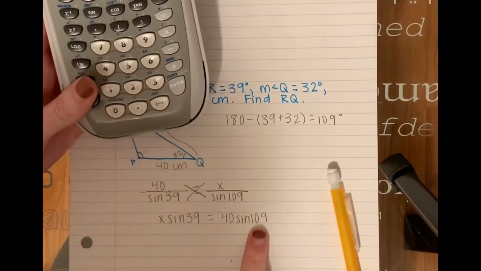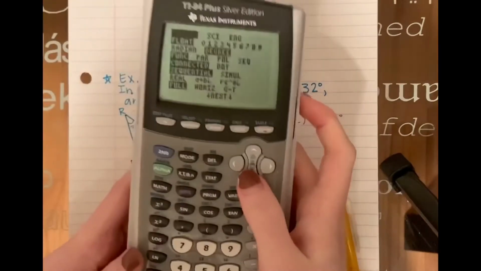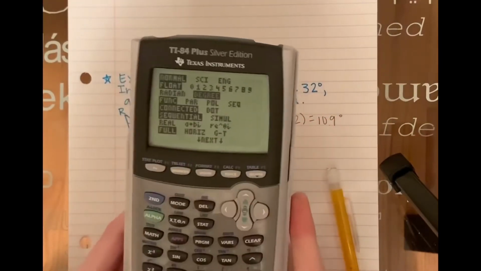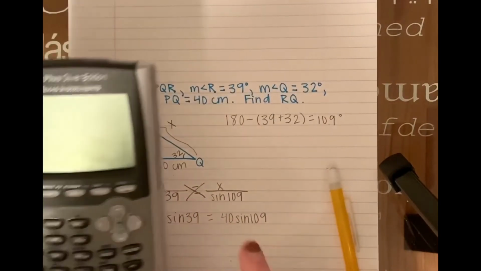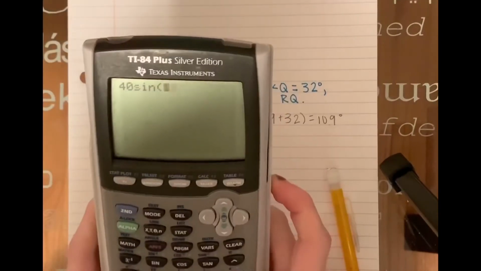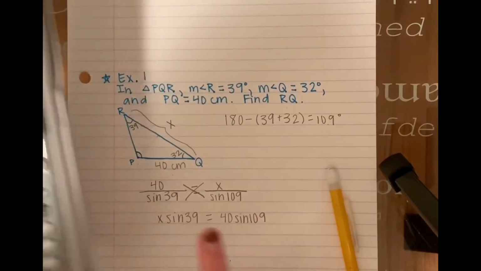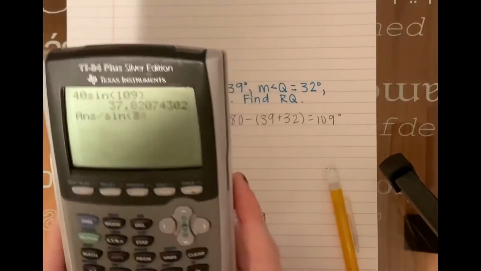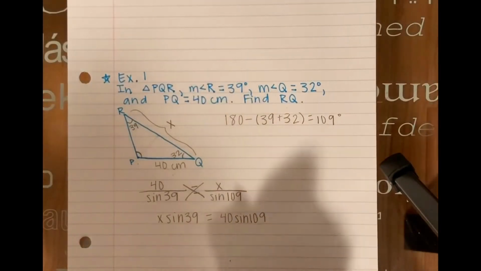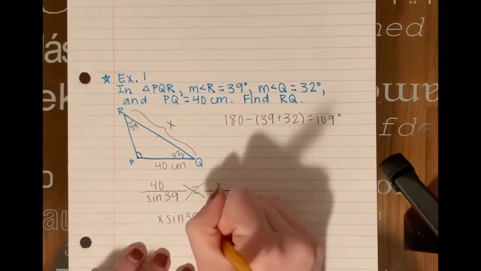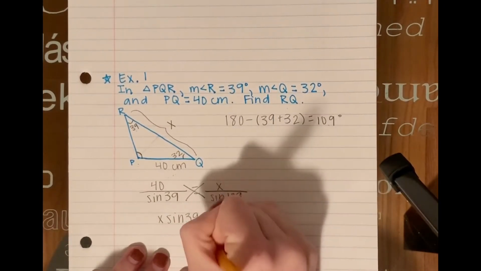And then you can just do it on your calculator. Multiply 40 times sine 109, divide by sine 39. Make sure again that in mode, you're in degree mode right here. And then you can do 40 sine 109. Get that. And then divide by sine 39. You should get 60.09. And it's centimeters because it's a length.